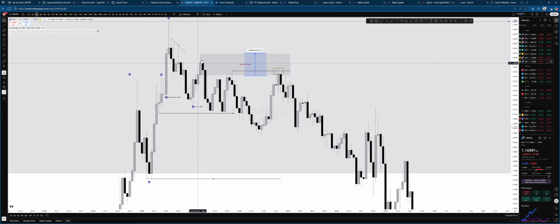9 out of 10 times, price will mitigate the one before it, which would be this candle. When you see the impulse candle, which you'll see on the next charts when I go to them, you'll see 9 out of 10 times it is this candle here that will get mitigated when price creates these impulse candles. And impulse candles are everywhere.